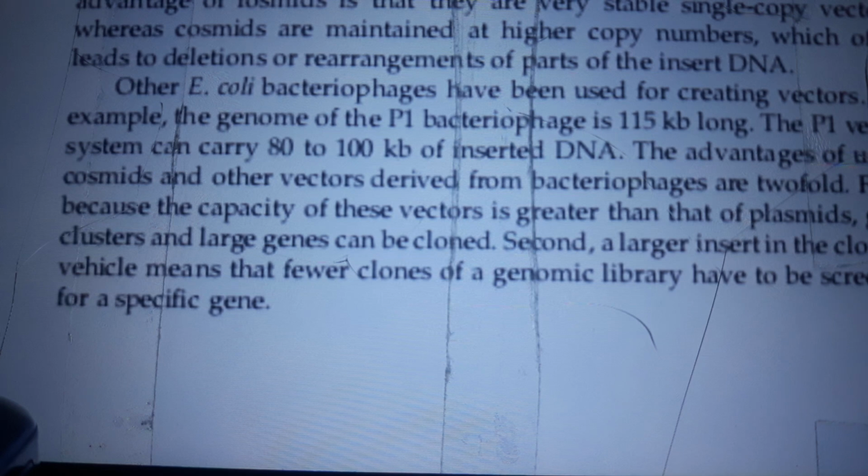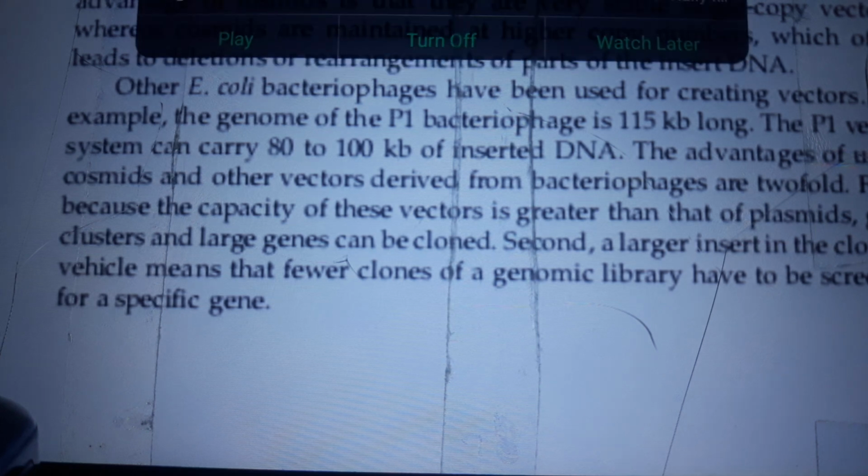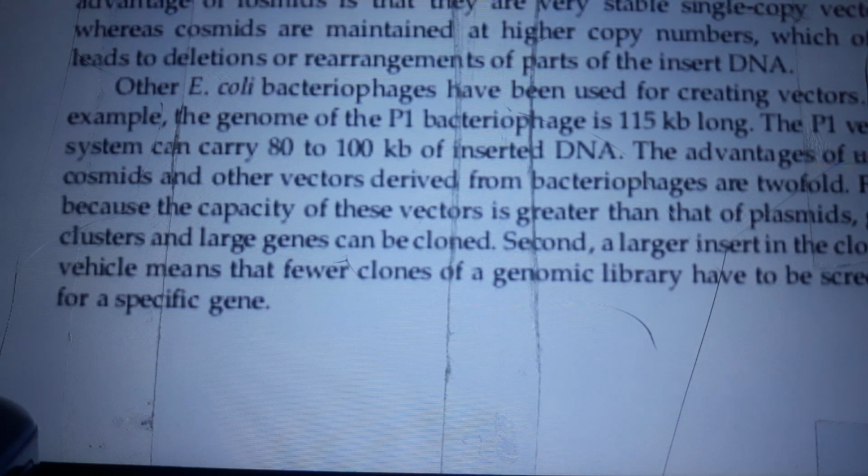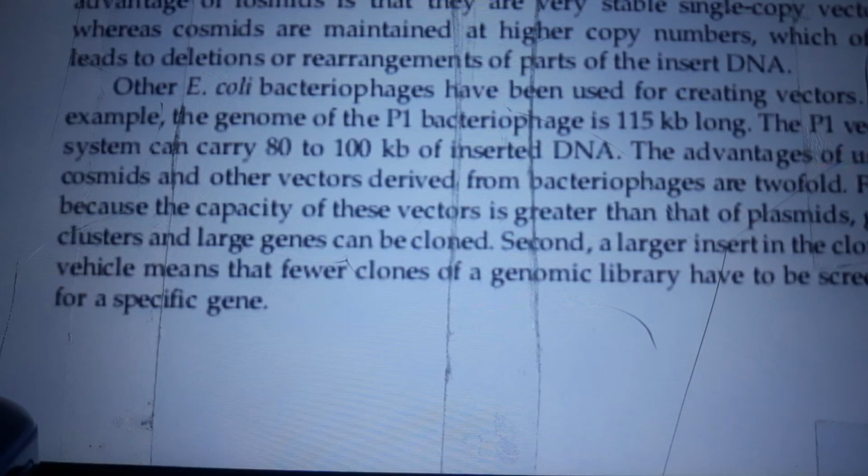The advantages of using cosmids and other vectors derived from bacteriophages are twofold. First, because the capacity of these vectors is greater than that of plasmids, gene clusters and large genes can be cloned. Second, a large insert in the cloning vehicle means that fewer clones of a genomic library have to be screened for a specific gene.